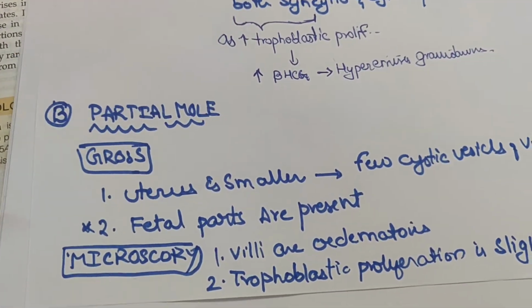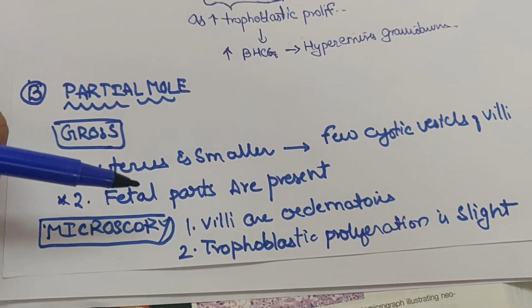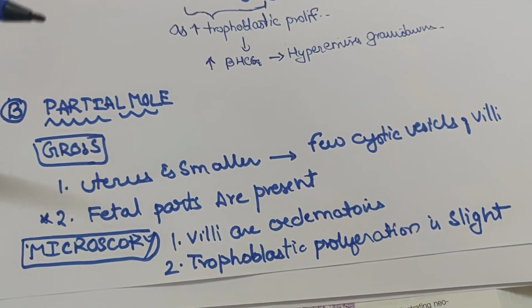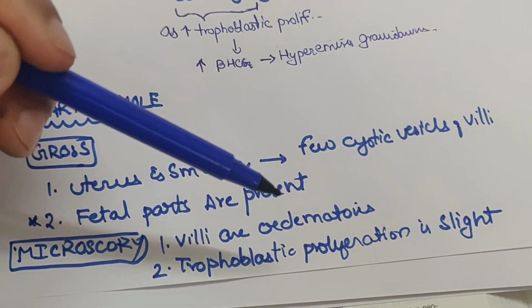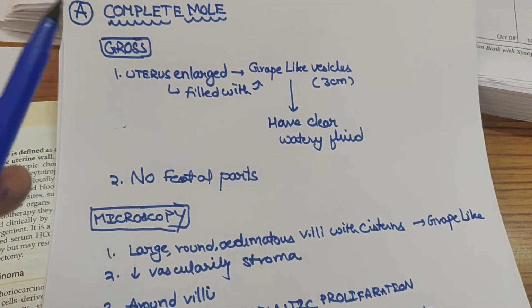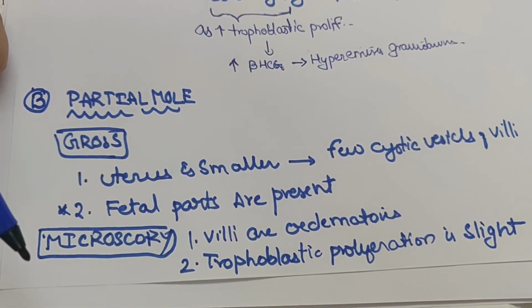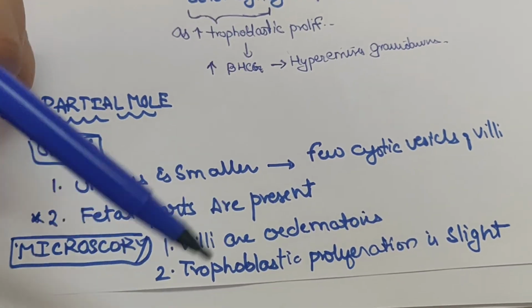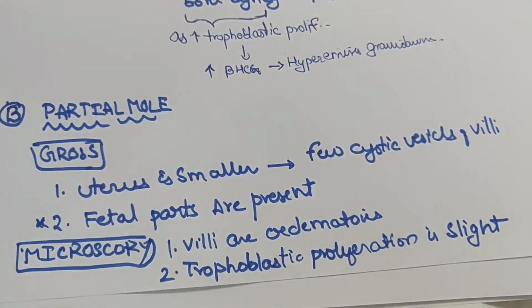And coming to the partial mole, when we see grossly, the uterus is smaller and there are few cystic vesicles of the villi, and fetal parts are present in this. Okay. Remember, fetal parts are absent in complete mole, but they are present in partial mole. When you see microscopically, villi are edematous and trophoblastic proliferation is only slight.